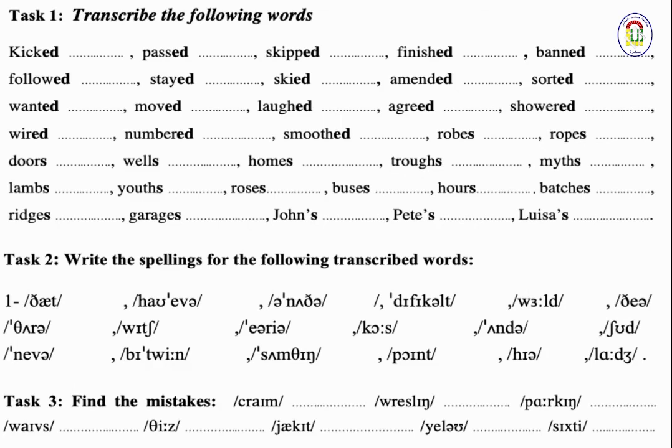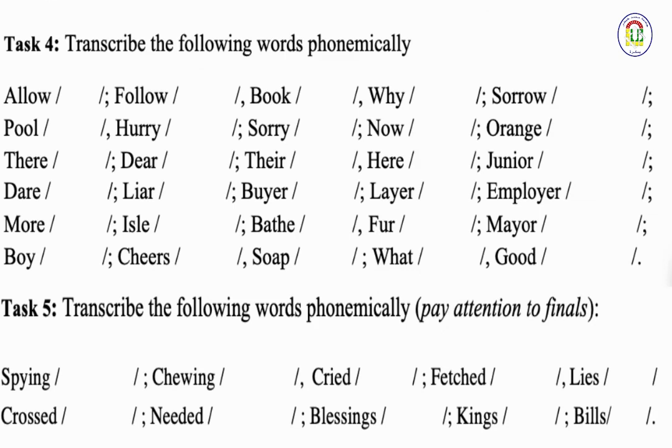Let's practice more. Transcribe the following words in which you'll find the final s, the final ed, like in kicked, passed, skipped, finished, banned, and so on. Task 2. Write the spellings for the following transcribed words: that, however, etc. You finish the rest. Task number 3. Find the mistakes in the transcription of the following words: crime, wrestling, parking, etc. Task number 4. Transcribe the following words: allow, follow, book, why, sorrow, etc. Task 5. Transcribe the following words phonemically. Pay attention to word finals: spying, chewing, cried, fetched, lies, etc.